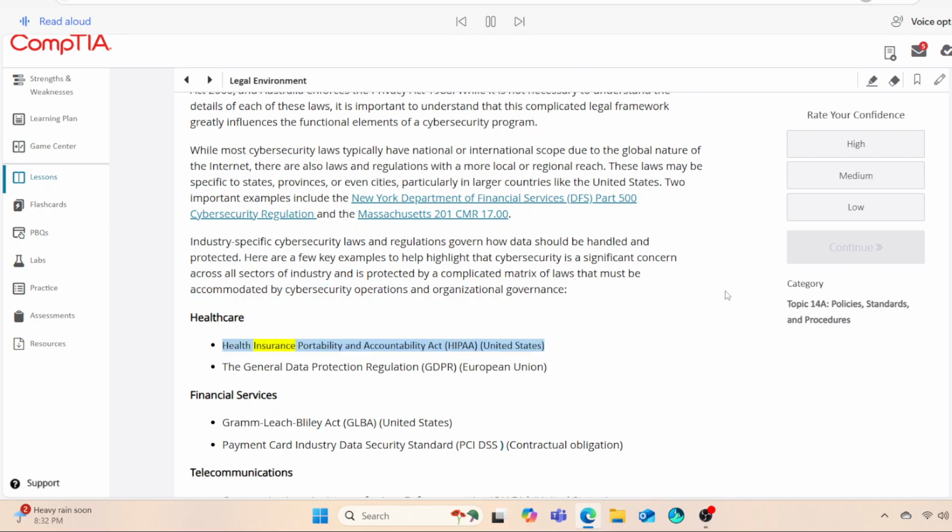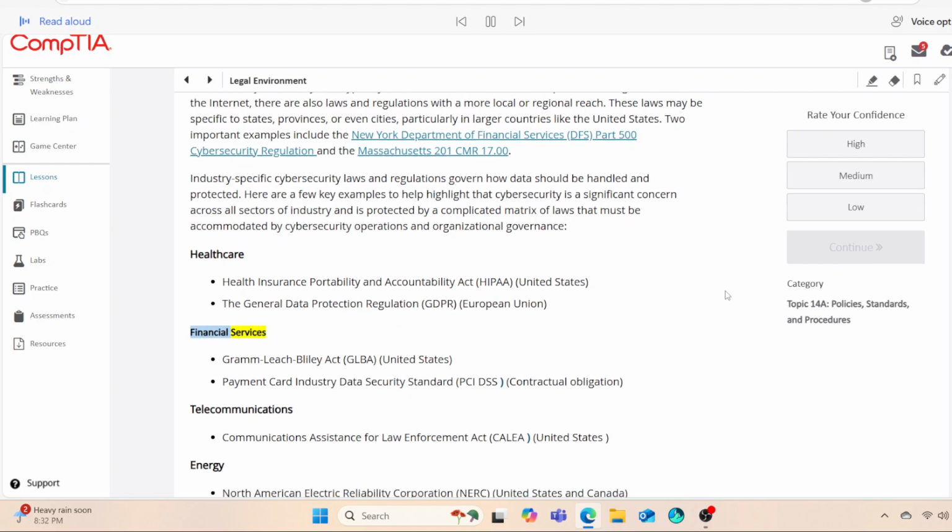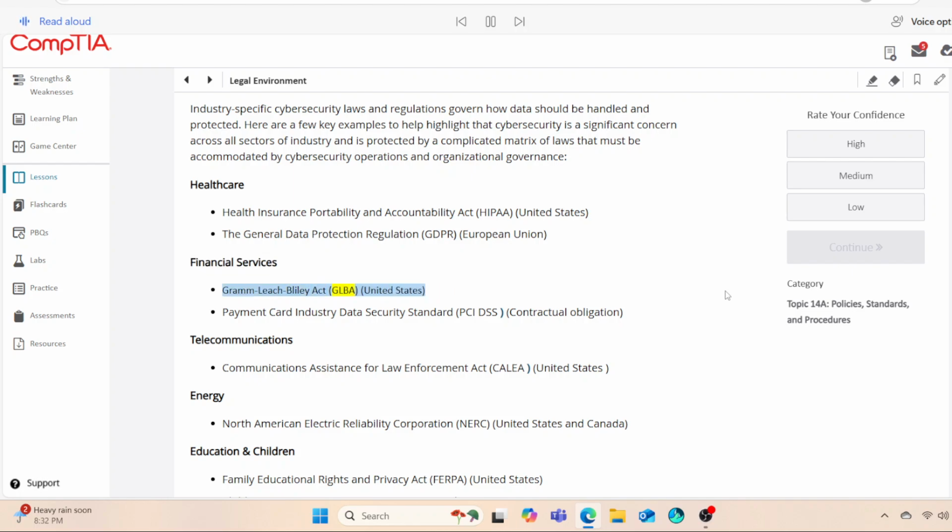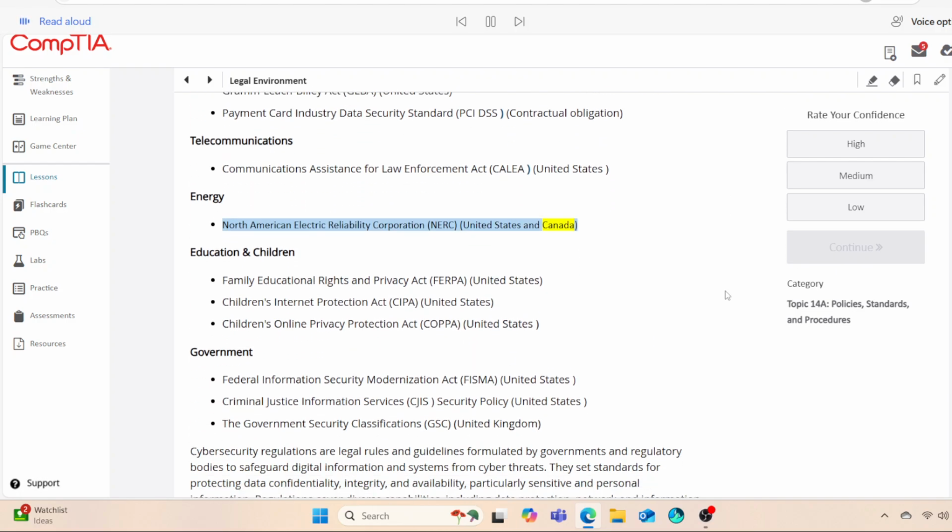Healthcare: Health Insurance Portability and Accountability Act, HIPAA, United States. The General Data Protection Regulation, GDPR, European Union. Financial Services: Gramm-Leach-Bliley Act, GLBA, United States. Payment Card Industry Data Security Standard, PCI DSS, contractual obligation. Telecommunications: Communications Assistance for Law Enforcement Act, CALEA, United States. Energy: North American Electric Reliability Corporation, NERC, United States and Canada.